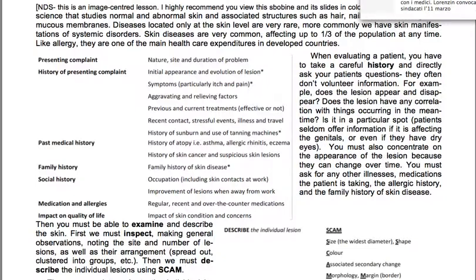When evaluating a patient, you have to take a careful history and directly ask your patients questions. They often don't volunteer information. For example, does the lesion appear and disappear? Does the lesion have any correlation with things occurring in the meantime? Is it in a particular spot? Patients seldom offer information if it is affecting the genitals or even if they have dry eyes. You must also concentrate on the appearance of the lesion because they can change over time. You must ask for any other illnesses, medications the patient is taking, the allergic history, and the family history of skin disease.